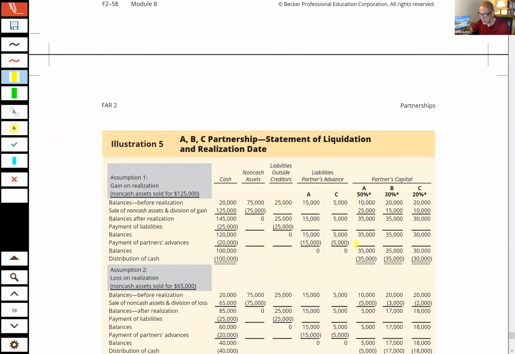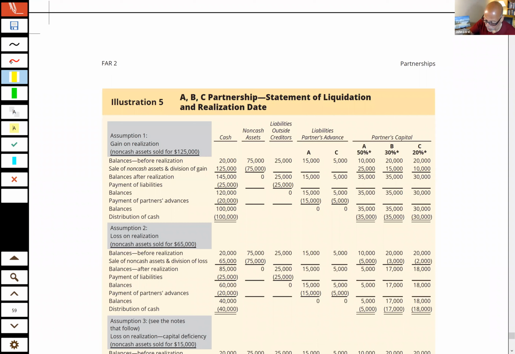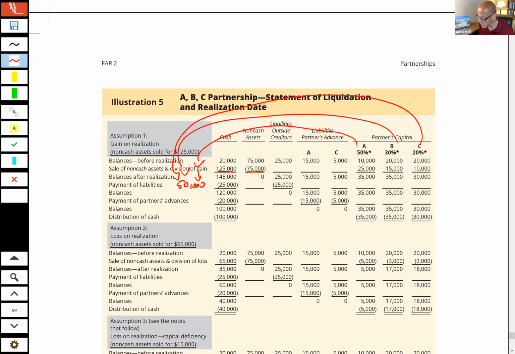Just to quickly look here, guys, they give us this example and they go through all kinds of different scenarios. But let's just look at assumption one, and I'll let you read through the other ones as you go. They tell us that they have non-cash assets with a book value of 75. They sell it for 125. So how much gain is that? 50,000. Good. Then they distribute that gain according to the respective amounts in each one's account, and so 25,000 goes to A, 15,000 to B, 10,000 to C.